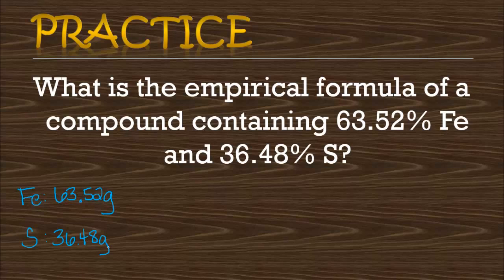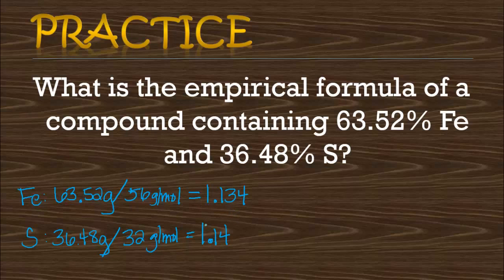Second step was to change grams into moles. To change grams into moles, we divide by the molar mass. So I'm going to divide both of these by the molar mass. So we go to our periodic table and we look up the molar mass of iron, and that is 56. And sulfur is 32. And then we plug it in our calculator. So iron comes out to be 1.134, and sulfur comes out to be about 1.14. Now, how many decimal places should you report? I would probably do about 2 as an average.